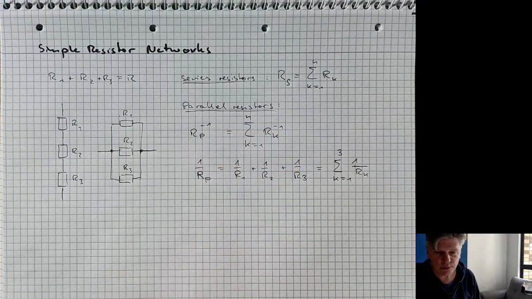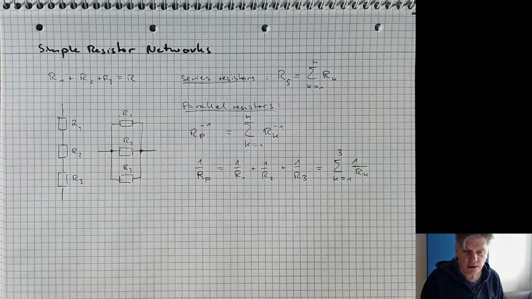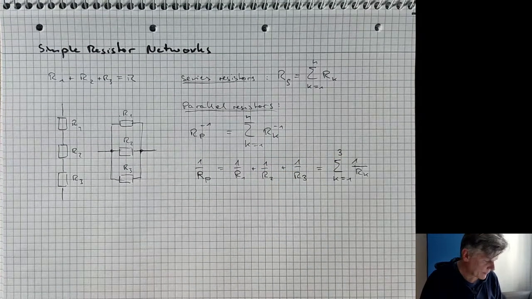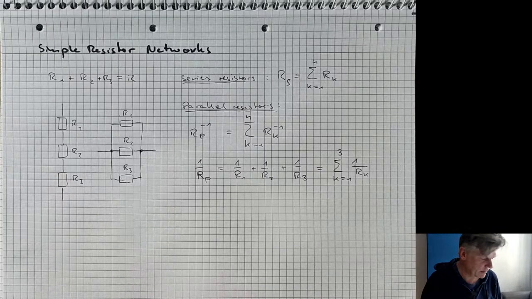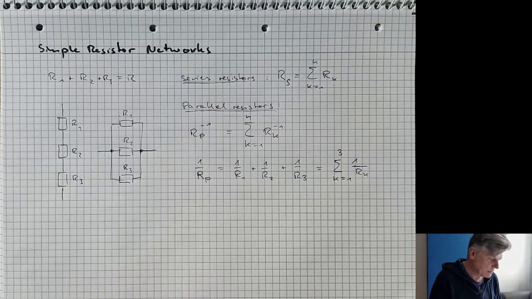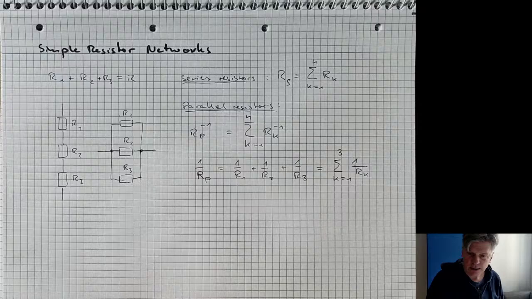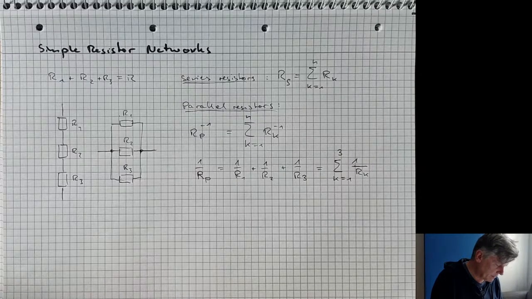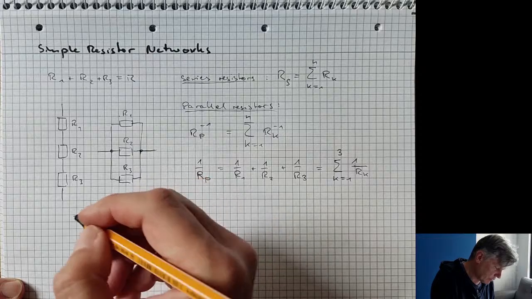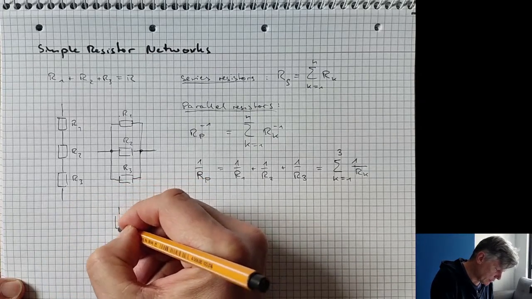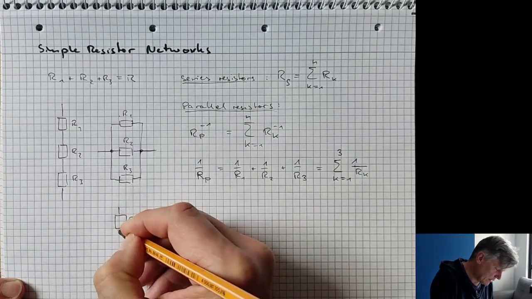But what do you do if you have mixed combinations? We discuss only a few simple cases. More complex cases would have to be solved with Kirchhoff's law, which will be introduced later. Let's make an example. Let's say this is R1.